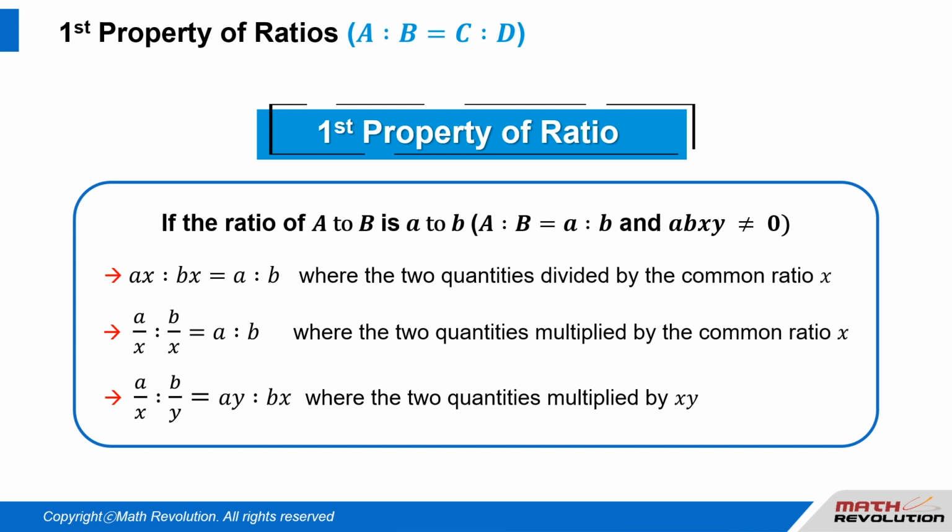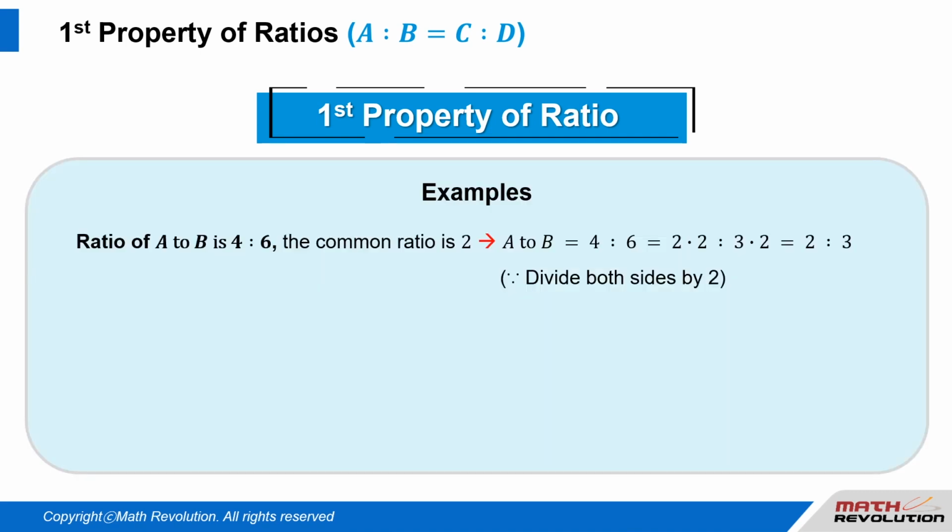A over X is to B over Y equals A times Y is to B times X, where the two quantities A over X and B over Y are multiplied by X times Y. While the concepts may seem simple, knowing all three will save you a lot of time and effort on the GMAT.